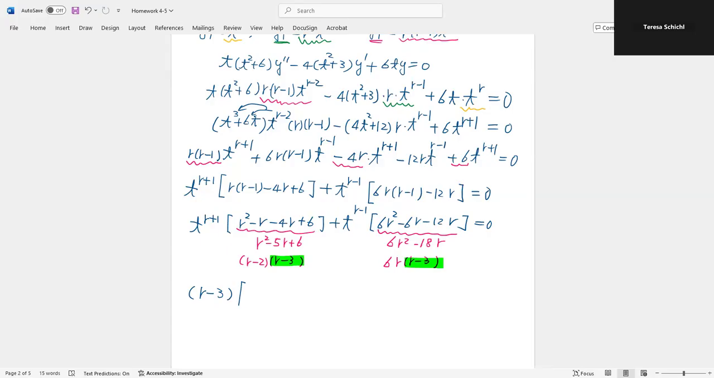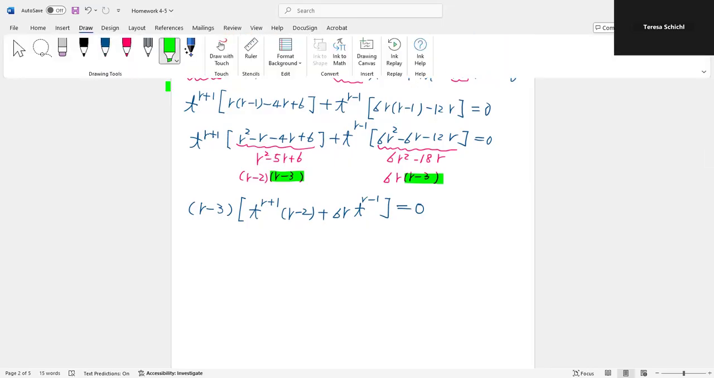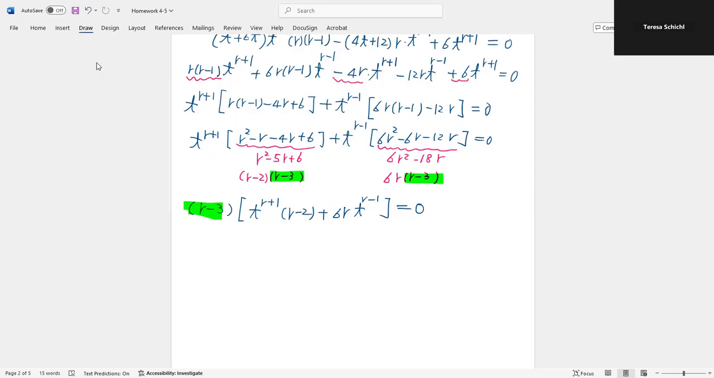In here, the first term is t to the r plus 1, so I still have r minus 2. Then plus 6r times t to the r minus 1 equal to 0. Because we know if you multiply two things and get 0, one of them has to be zero, right? So that is the beauty here. So finally, I would say good, r equals 3.